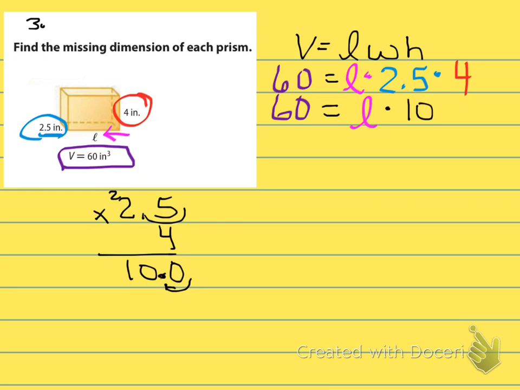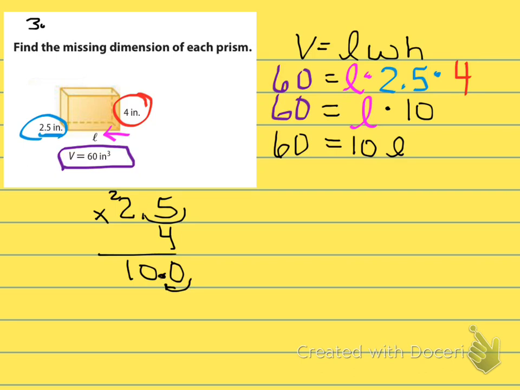So now we can rewrite this as an equation. So we have 60 equals, and you can keep it as L10 or 10L. It doesn't really matter. I'll keep it as L10. Actually, no, I'm gonna write it as 10L because that's how I would view it.